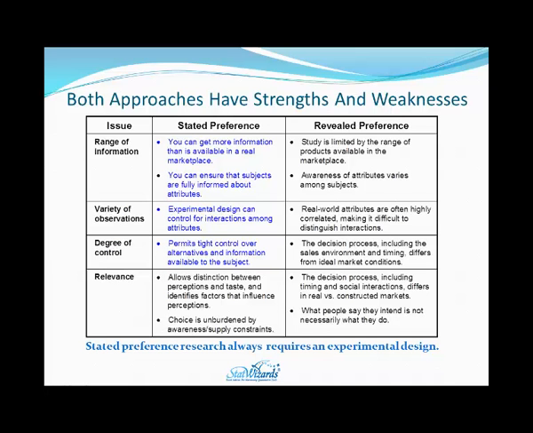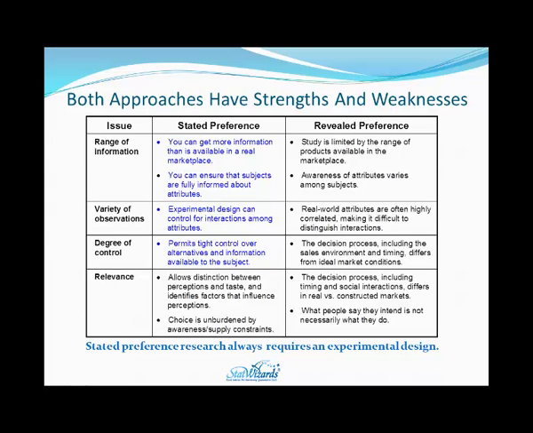Both stated preference and revealed preference models have their strengths and weaknesses. With stated preference models, you work in an experimental setting and can therefore get more information than is available in a real marketplace. By contrast, with revealed preference models, your study is limited to the choices subjects have already made, and not all subjects may be familiar with the complete range of options available to them.